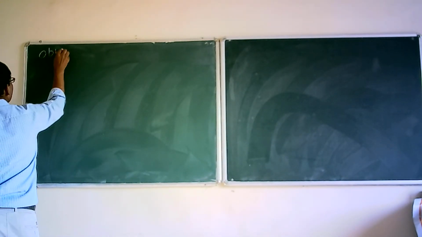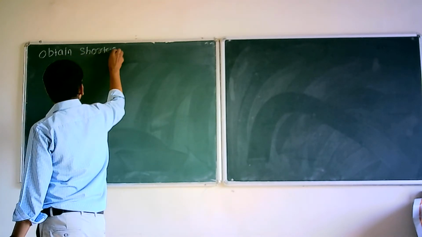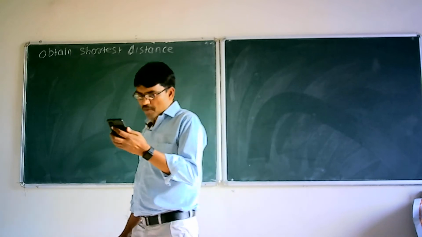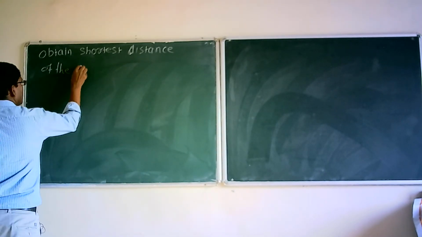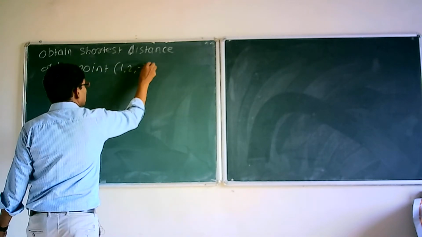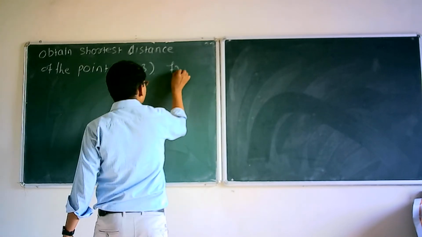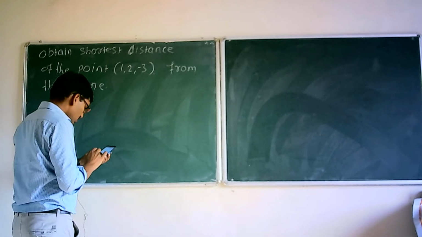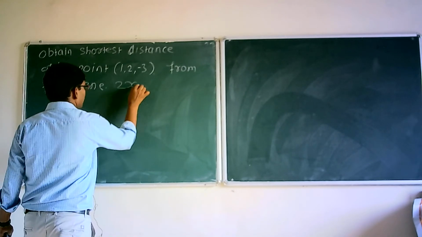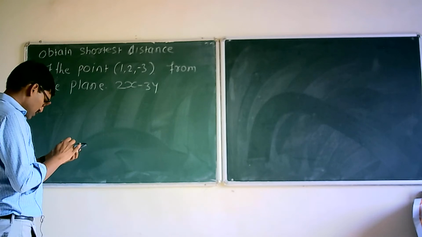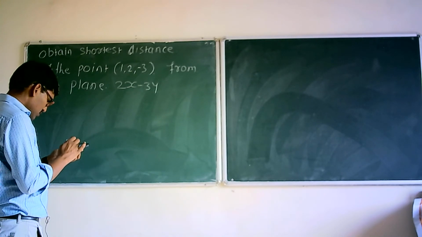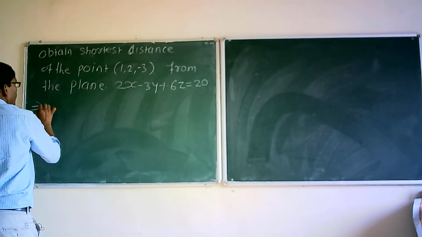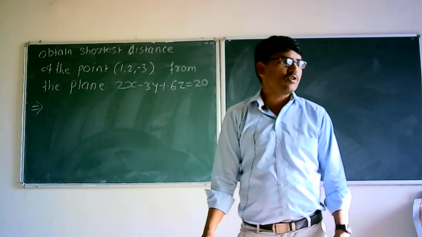Obtain the shortest distance of the point 1, 2, minus 3 from the plane twice x minus 3y plus 6z is equal to 20. So now obtain the shortest distance of the point 1, 2, minus 3.